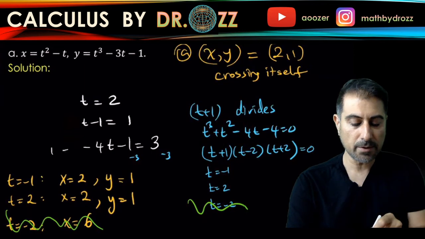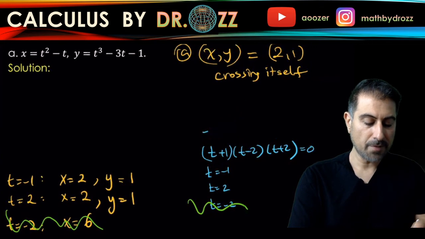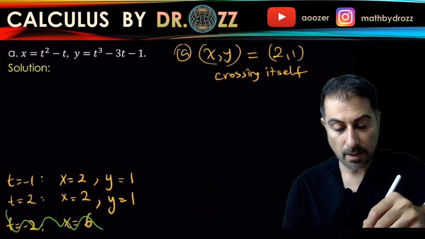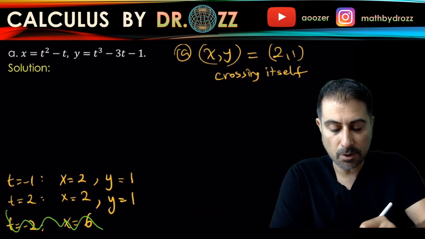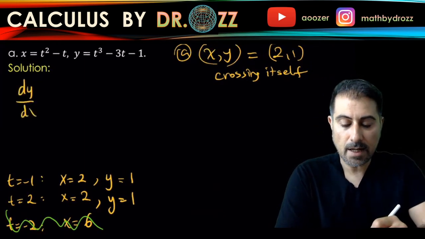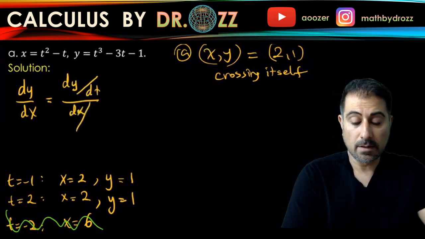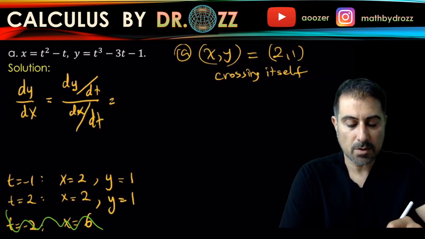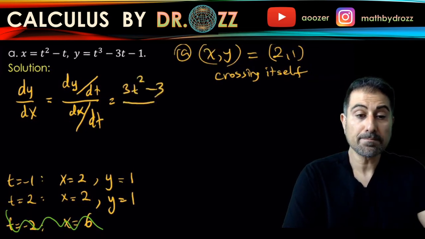We're going to find the equations of the tangent lines there. So I don't need this anymore. I'm going to get rid of that because we have already found the t values for the curve to cross itself. And I'm going to find dy over dx at those points because I need the slope. For dy over dx, we have this trick of dividing top and bottom by dt, so that we can individually differentiate y and x. So you have 3t squared minus 3 at the top and 2t minus 1 in the bottom.